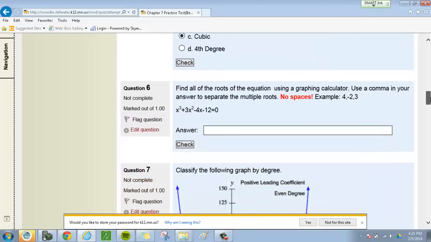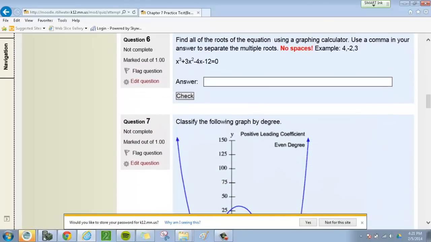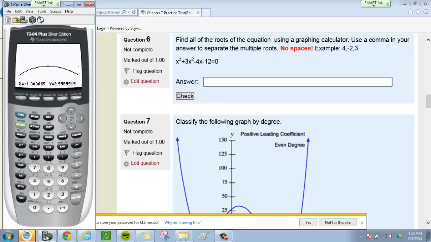Okay, moving on. Number 6, find all the roots of the equation using a graphing calculator. Use a comma in your answer to separate the multiple roots. No spaces. So we need to do this one. Let's use a graphing calculator to solve this one. So bring that back up again. We'll go to y equals, clear that one below. We'll put x to the third plus 3x squared minus 4x minus 12. Graph it. Remember my range was all messed up, so I'm going to go to zoom, zoom standard, and there we go.